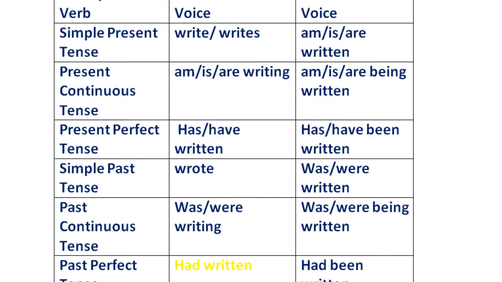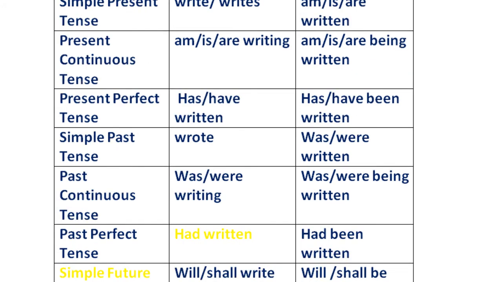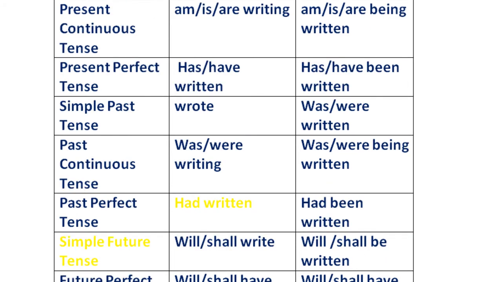Now, how does the verb change? Let us see some examples. Here we have tense, then verb in active voice, then verb in passive voice. In simple present tense, we have write and writes in the active voice. In passive, it becomes am, is, are, written. In present continuous tense, we have am, is, are, writing. But in the passive, it becomes am, is, are being written.